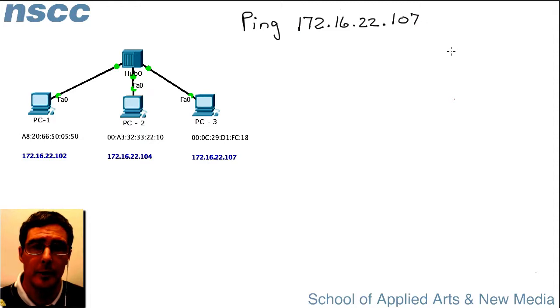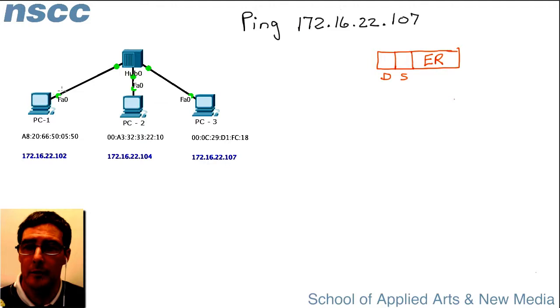Now, one of the problems is that PC1 can construct a packet. And ping is also called an echo request, I'll just put ER for echo request. We need some addressing. So the destination address for this ping is going to be 172.16.22.107. I'll just put the 107 here. And the source, we're talking packets, so this is at the network level, is 102, PC1.